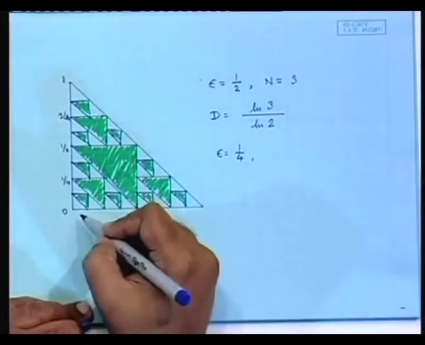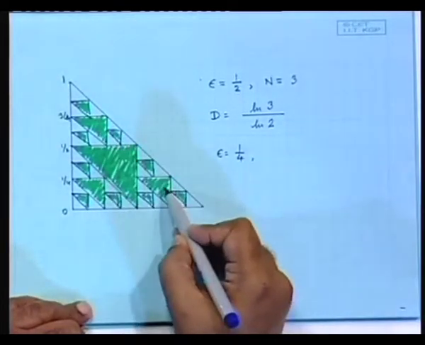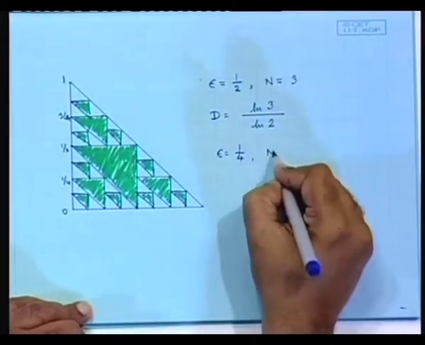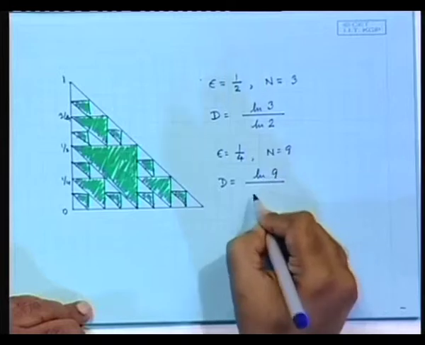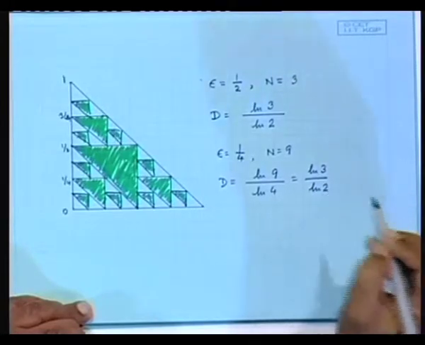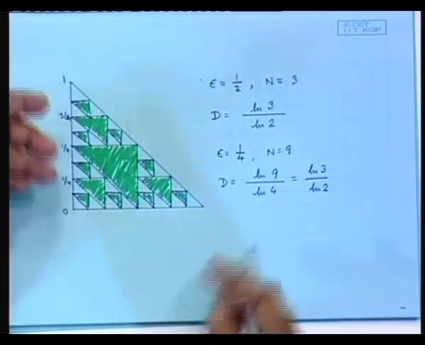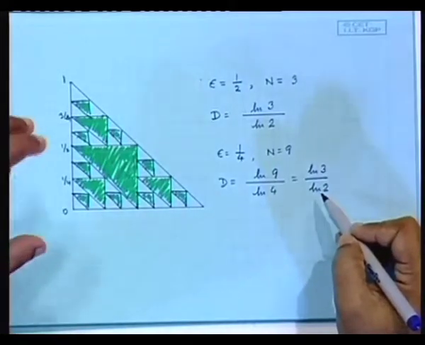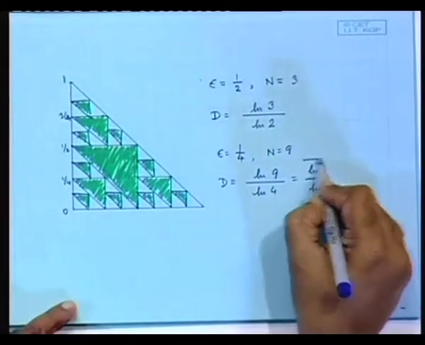How many of these triangles are necessary in order to cover this object at this stage? Notice that this has been removed, this has been removed, this has been removed. So, we need 1, 2, 3, 4, 5, 6, 7, 8, 9. So, n is 9. So, at this stage dimension is ln 9 by ln 4, which is nothing but ln 3 by ln 2. So, you see, even though we are subdividing the embedding space, making epsilon smaller, we are getting the same value of the dimension, which means again by the same logic, if we go on doing this iterative procedure ad infinitum, we still end up with the same value, which is ln 3 by ln 2.